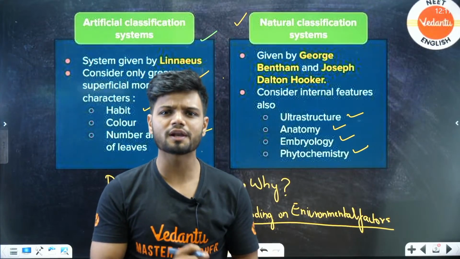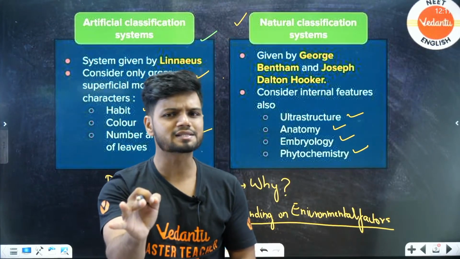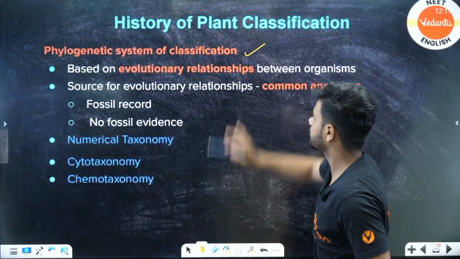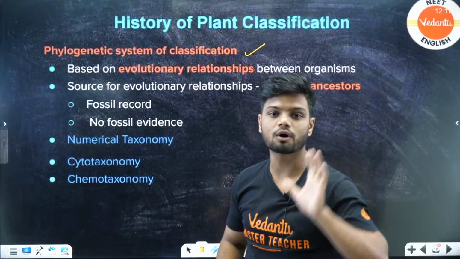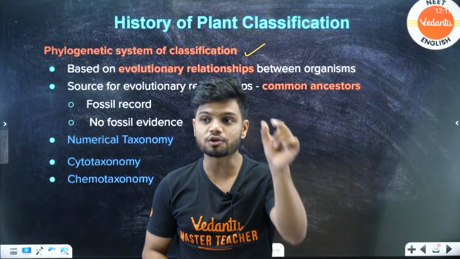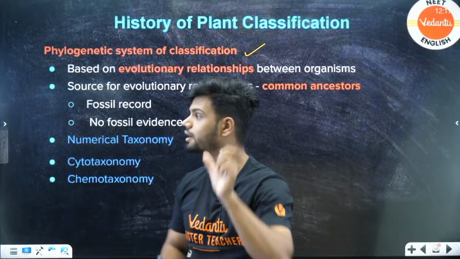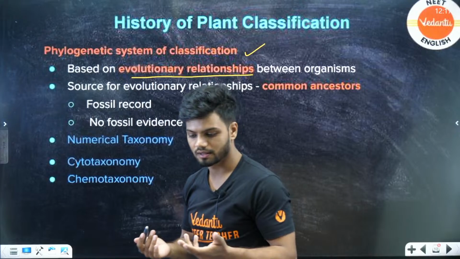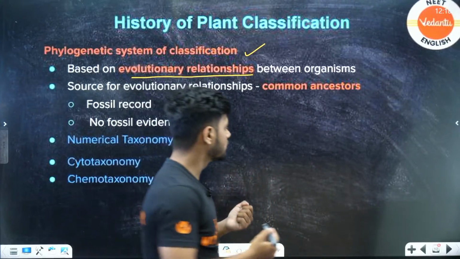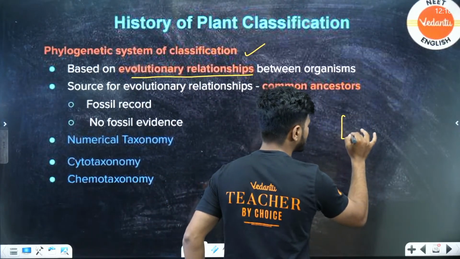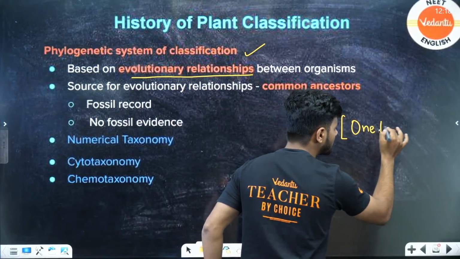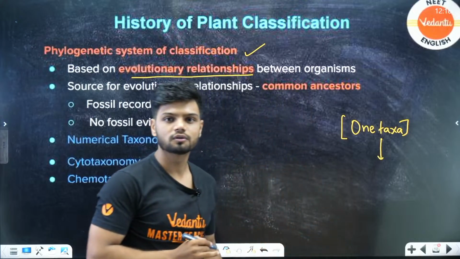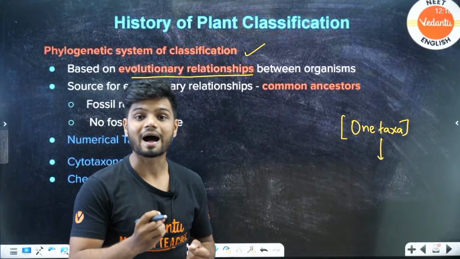Where is the evolutionary relationship? For that very reason, we have the phylogenetic system of classification. What do we have? The phylogenetic system of classification. And your phylogenetic system of classification is based on evolutionary relationship. That is, it tells you that, for example, one taxa can belong to a similar ancestor.